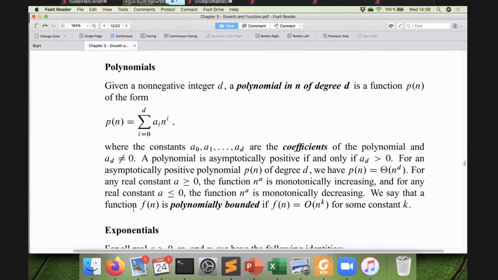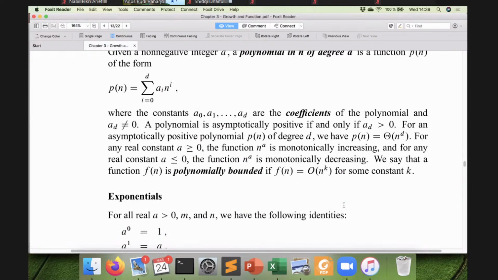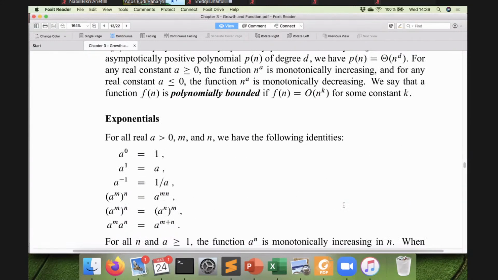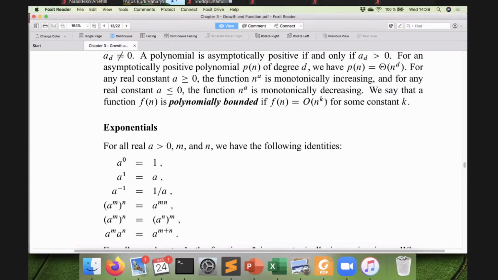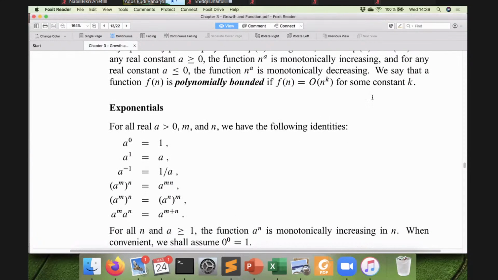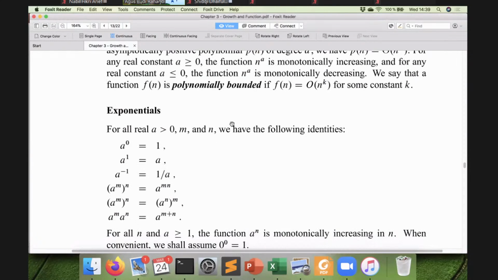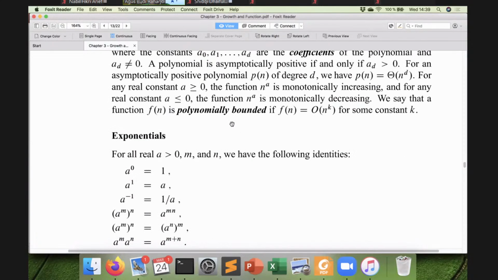We say that a function f(n) is polynomially bounded if f(n) is big O of n to the k for some constant k. This is for a certain constant k. Well, k over here is similar to d. And next we have exponential. I think it's like a revisit of your senior high school, but in this case you apply it in programming cases and online chats, of course.